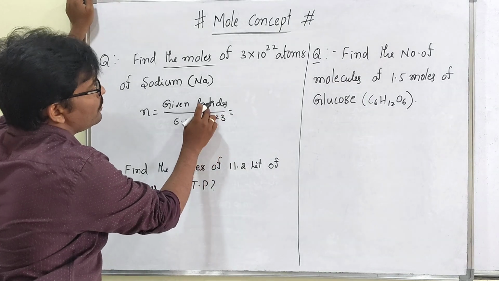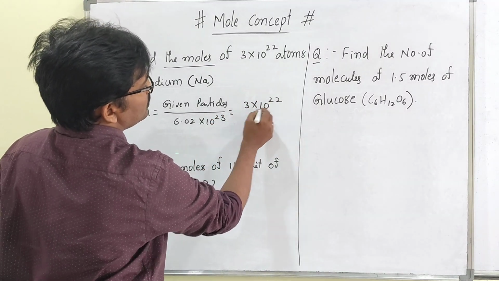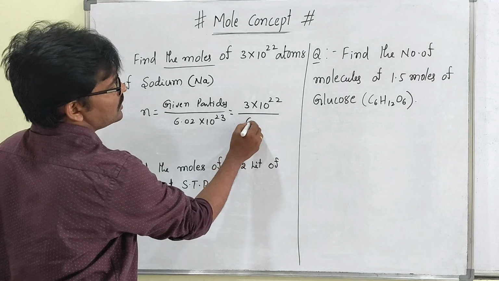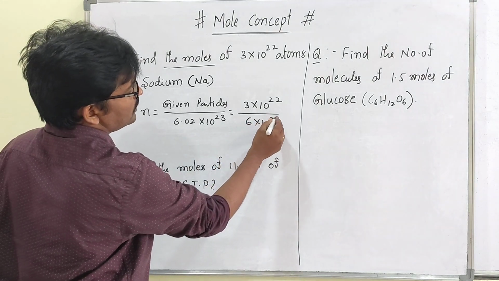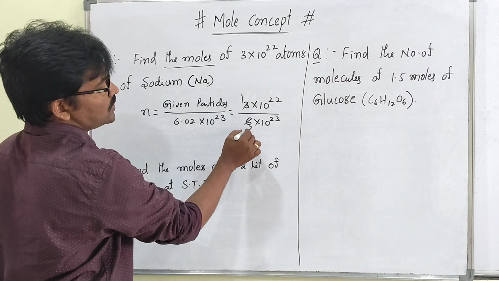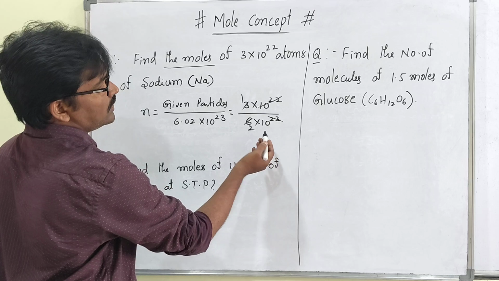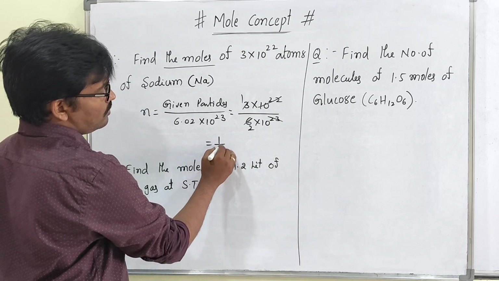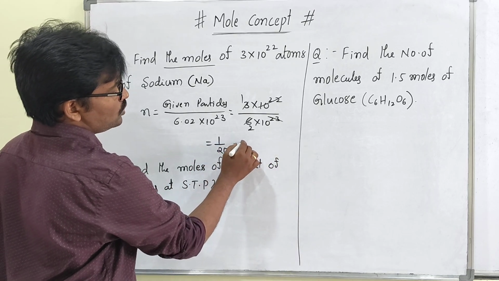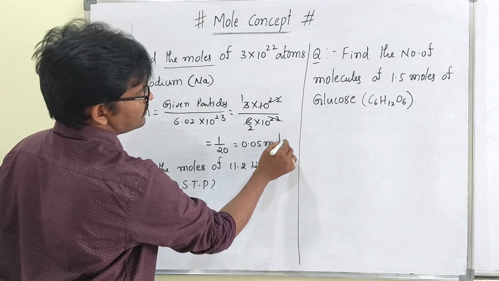So how many given number of particles did he give? He gave 3 into 10 to the power of 22. I am taking Avogadro number approximately as 6 into 10 to the power of 23. Then 6 1s are 6, 3 1s are 3, then 3 2s are 6, so 1 by 2 you can get. Here 10 to the power of 22 by 10 to the power of 23, you can get 1 by 10. So 1 by 20 you can get, it is 0.05 moles. This is the answer for this.